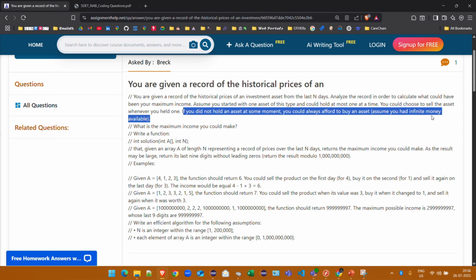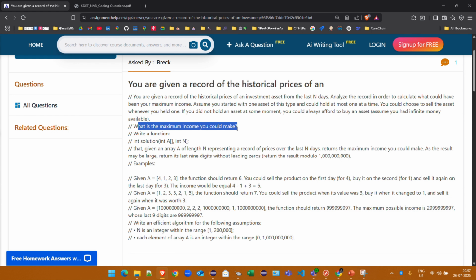Say for example, the asset could be of 1 rupee, 2 rupee, 100 rupee, 1000 rupee, million rupee. Okay, but you can always have enough money to buy it. The only condition is that at the start you have one asset with you, and you can have at max one asset only with you. Okay, so it means over the period of time, we would have to sell and buy that asset in order to maximize the profit. Okay, what is the maximum income you could make?